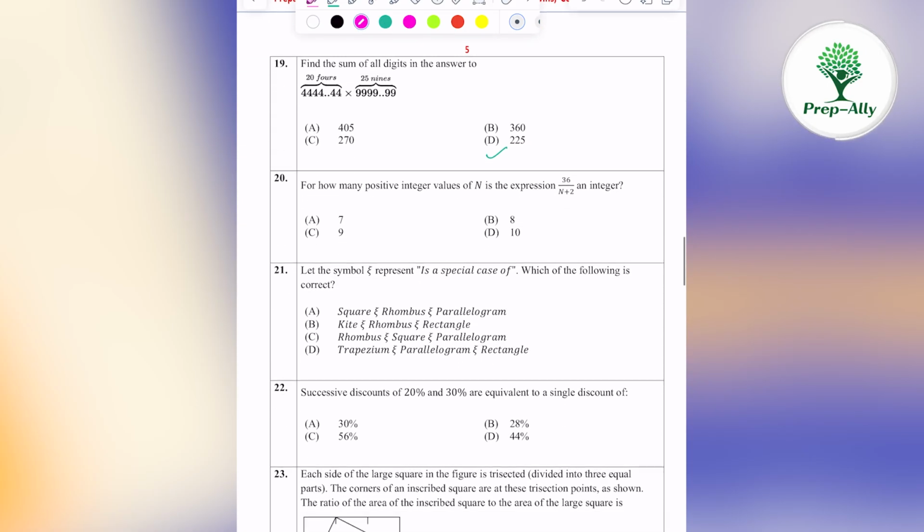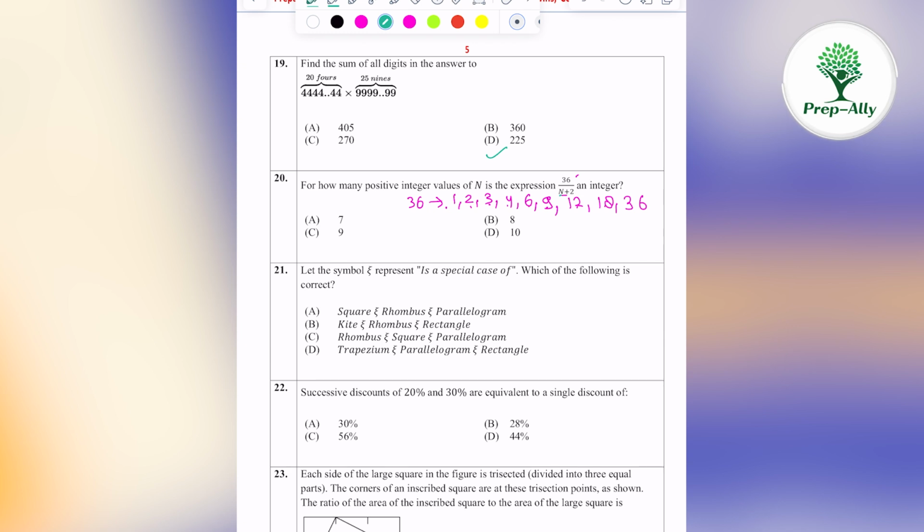Now here is question number 20. Here we have to find how many positive integral values of n are such that this will be an integer. So when will it be an integer? When we divide 36 by n plus 2 and get an integer. So basically n plus 2 is one of the factors of 36. So can we write all the divisors of 36? So we can write 1, 2, 3, 4, 6, 9, 12, 18 and 36. So 1, 2, 3, 4, 5, 6, 7, 8, 9. Total 9 factors are there.